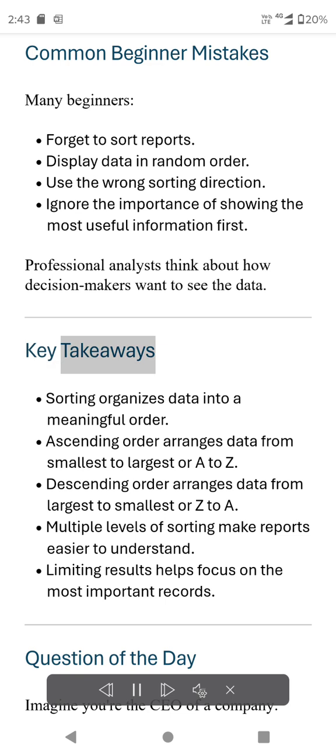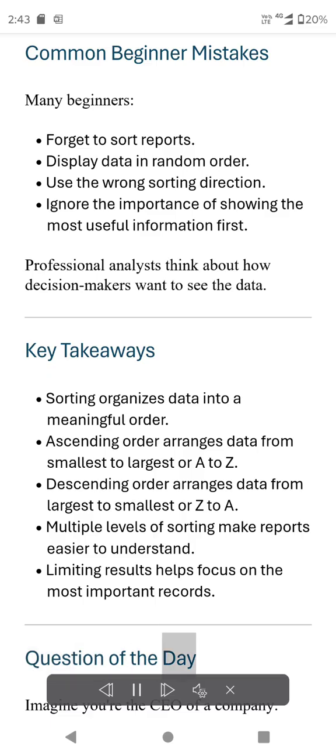Key takeaways. Sorting organizes data into a meaningful order. Ascending order arranges data from smallest to largest or A to Z. Descending order arranges data from largest to smallest or Z to A. Multiple levels of sorting make reports easier to understand. Limiting results helps focus on the most important records.